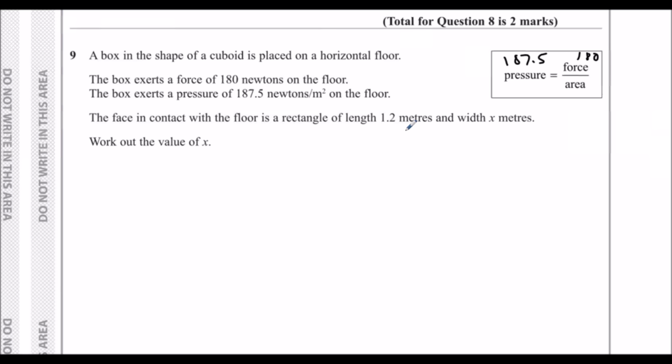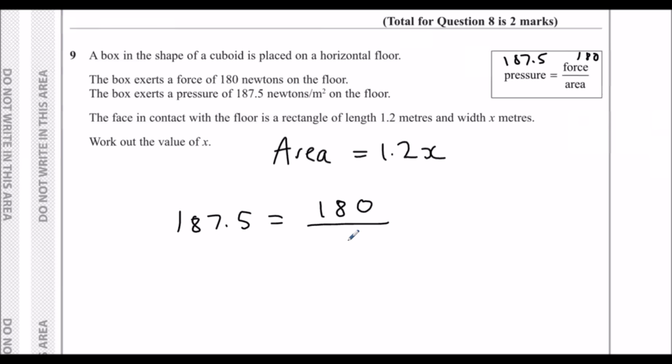So the area is length times width, which is 1.2 times x. So 1.2x. So we've got the pressure, 187.5, is equal to the force, 180, divided by the area, which is 1.2x. So we want x by itself. Let's get rid of the fraction first. So we're going to multiply both sides by 1.2x.